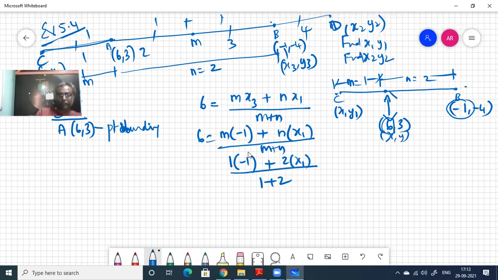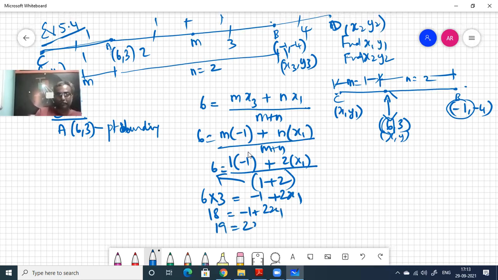So 6 equal to, this is equal to 3. So 6 into 3, you take this side. 6 into 3 is equal to minus 1 plus 2x1. 18 is equal to minus 1 plus 2x1. So 18 plus 1 is equal to 19, is equal to 2x1. So 19 by 2 is equal to x1. What is this point? 19 by 2, x1.